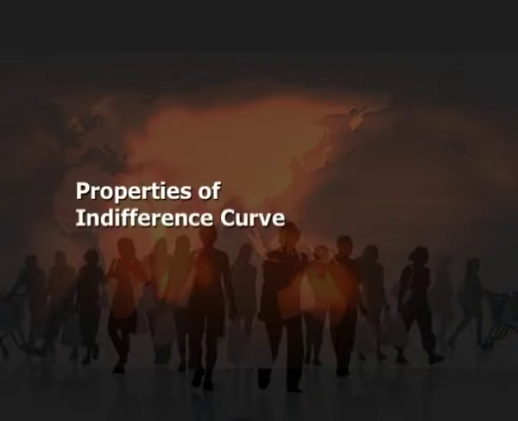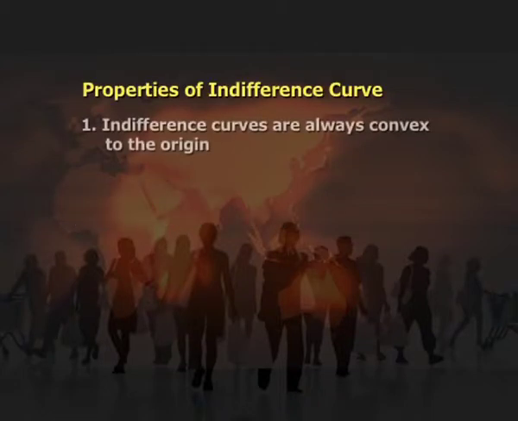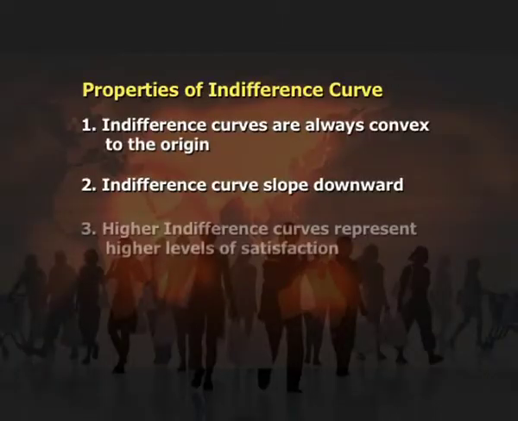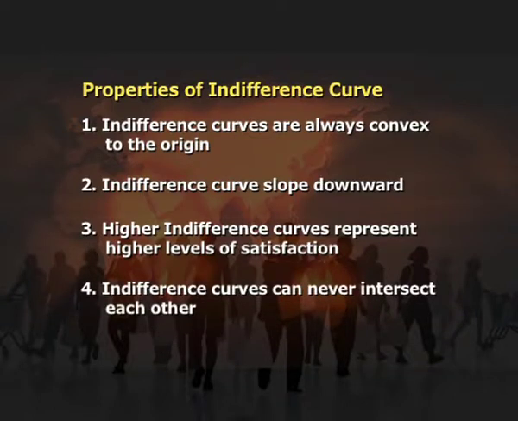Now, we will discuss properties of indifference curve. First is, indifference curves are always convex to the origin. An indifference curve is convex to the origin because of diminishing MRS. MRS declines continuously because of the law of diminishing marginal utility. Second is, indifference curve slopes downwards. It implies that as a consumer consumes more of one good, he must consume less of the other good. Third is, a higher indifference curve represents a higher level of satisfaction. Fourth is, indifference curves can never intersect each other. As two indifference curves do not represent the same level of satisfaction, they cannot intersect each other.